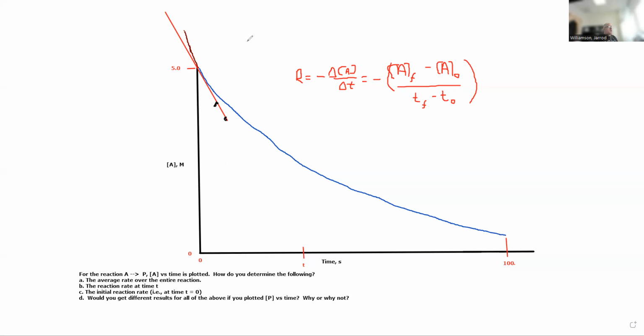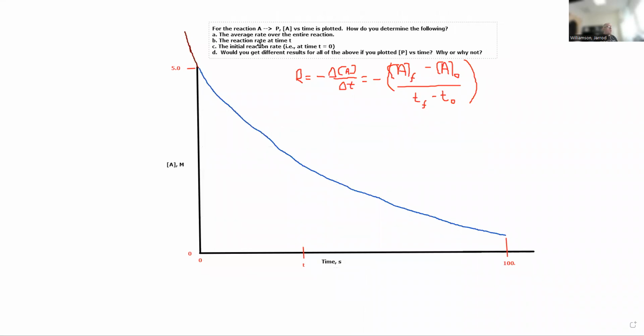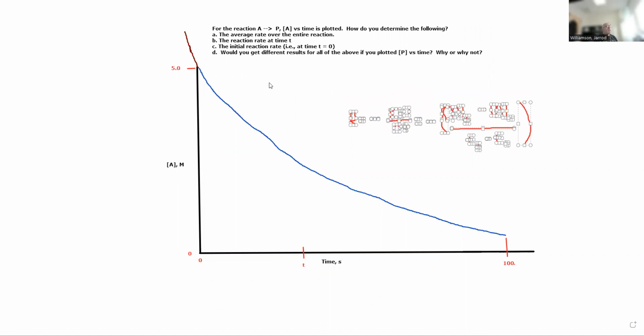Erase this stuff. Okay. Then the next question is, would you get different results for all of the above if you plotted P versus time, Y or Y not? No, you would get the exact same results.